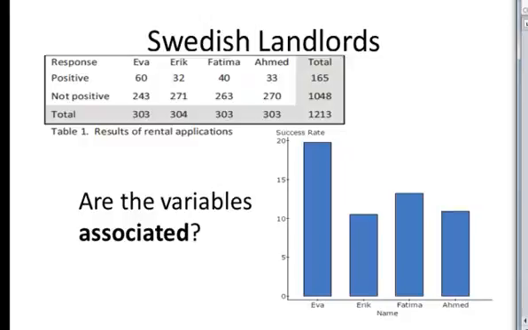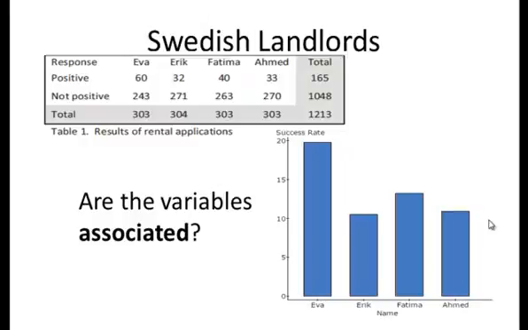It's important to note that the researchers decided to find an answer to this question before they ever sent out one single application. This was one of the questions their experiment was designed to answer. They didn't come up with a question after they saw the data. That's called cherry picking, and it would be considered unethical at best.